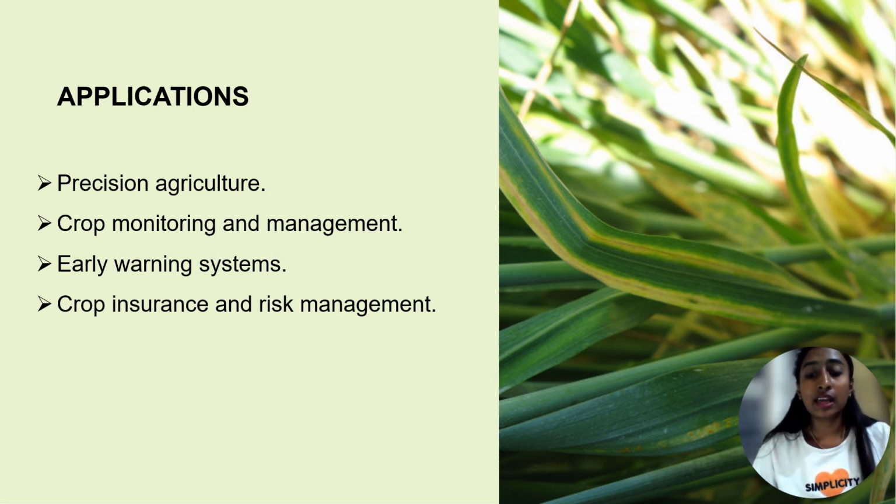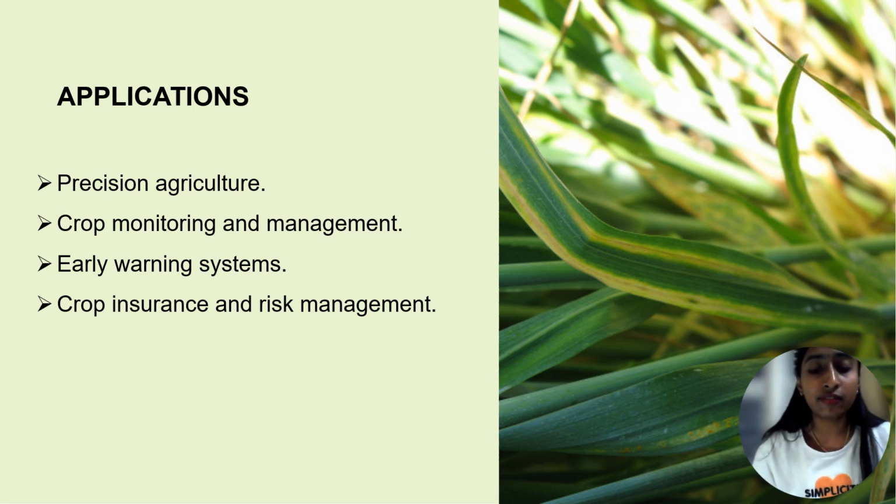Next is crop monitoring and management. In crop monitoring and management, the CNN model can be integrated into agricultural drones or remote sensing platforms to perform automated crop monitoring over large agricultural areas. As we all know, the agricultural area will be wide, so we cannot go in person and walk through all the places in the agricultural land. Instead of walking, we can check through a drone or remote sensing platforms. So this is crop monitoring and management.